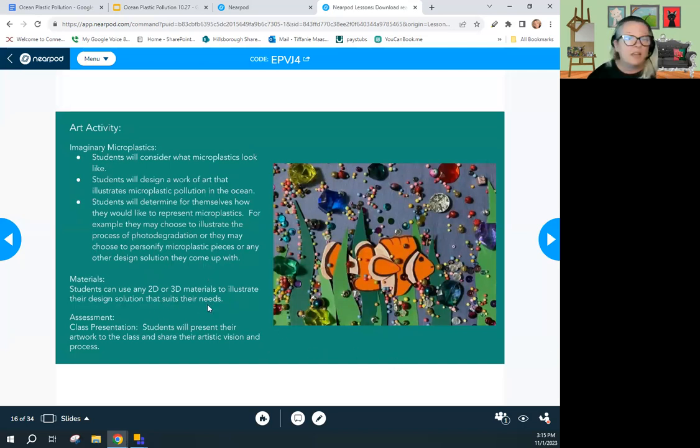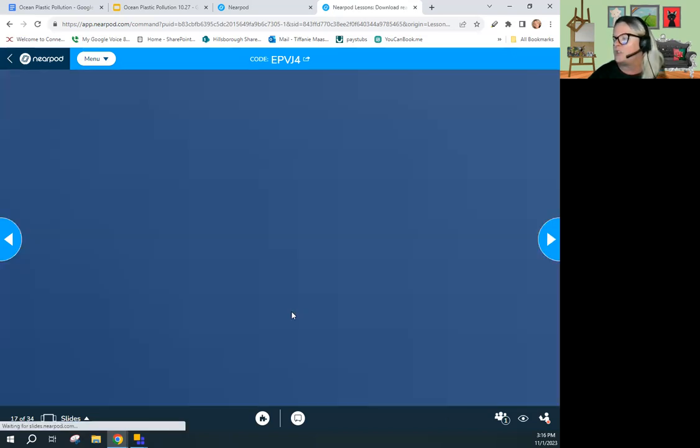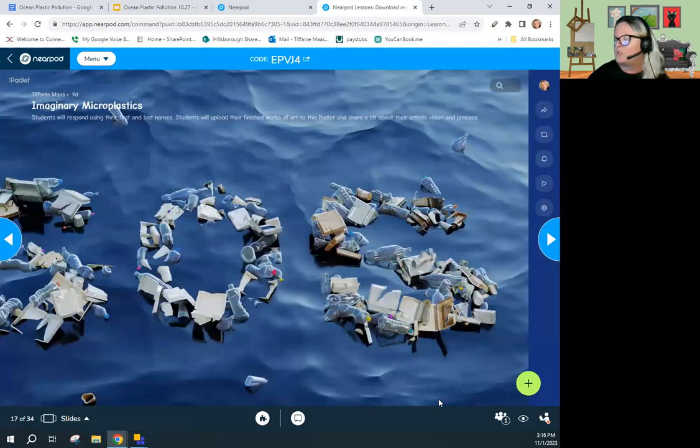You're welcome to use any materials that you have, or they can be 2D or 3D materials to create your design. And then I invite you to share your artwork on a Padlet, and you can also tell us a little bit about your artistic vision and process. So this is a class presentation where I invite you to share to the Padlet your artwork and your vision for your art piece here by adding to this Padlet.